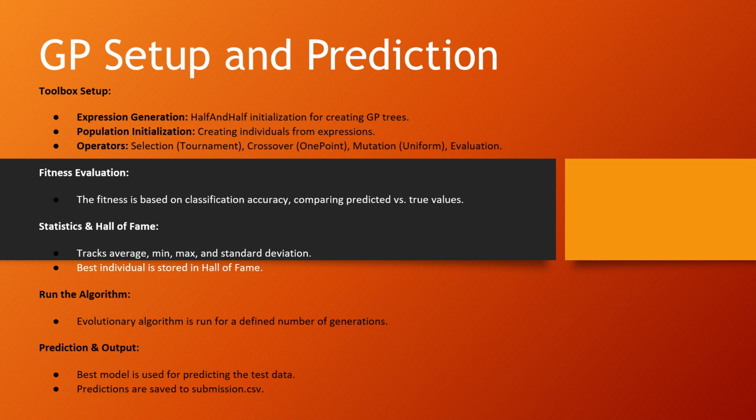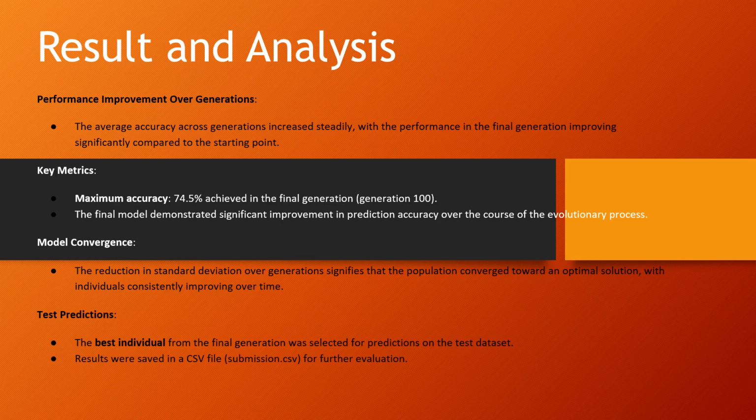The best model from the final generation was selected and used to predict the outcomes on the test dataset. We saved these predictions in a CSV file for further analysis. Now let's look into the results. Our results demonstrated significant improvement as the GP algorithm progressed.